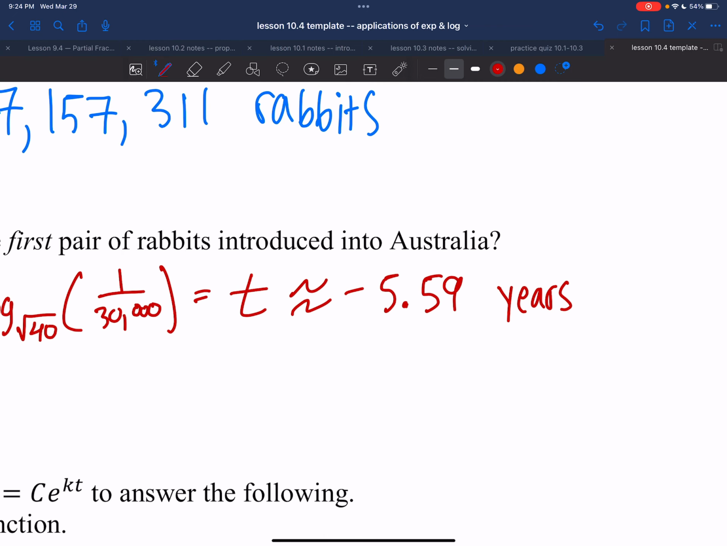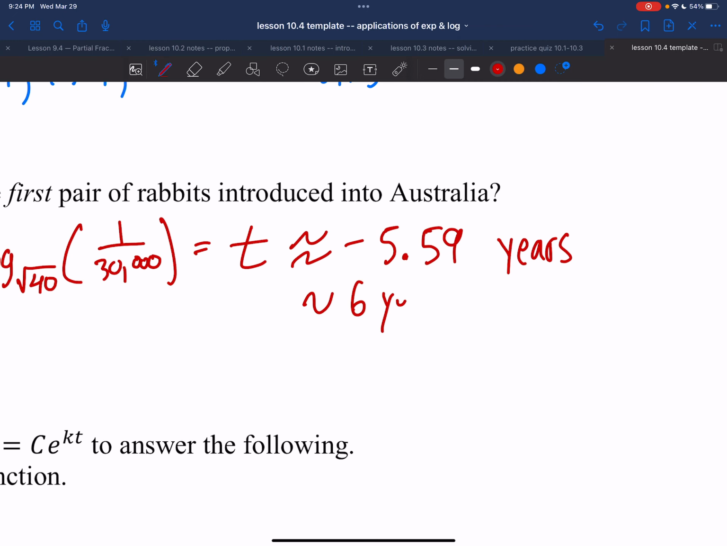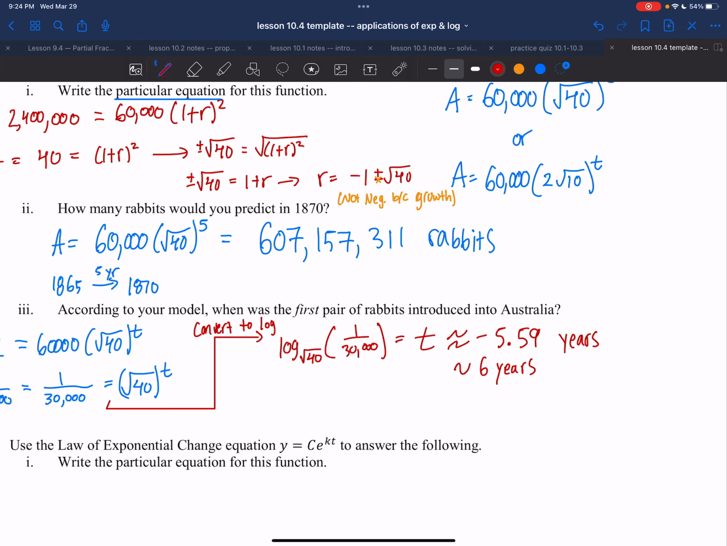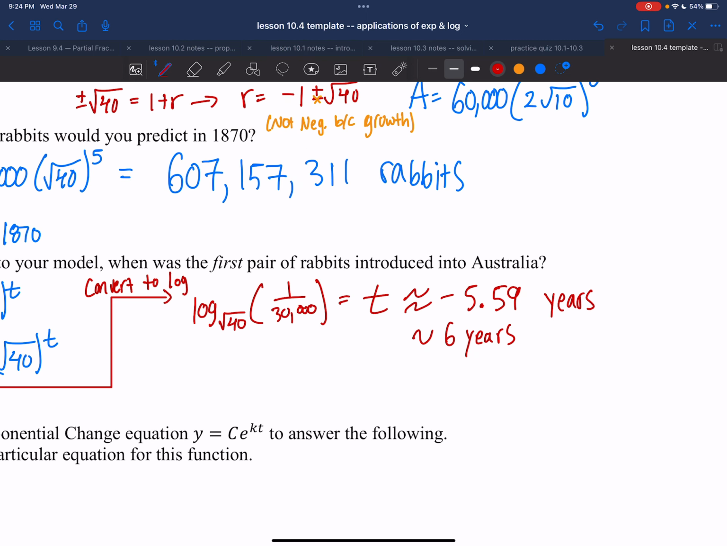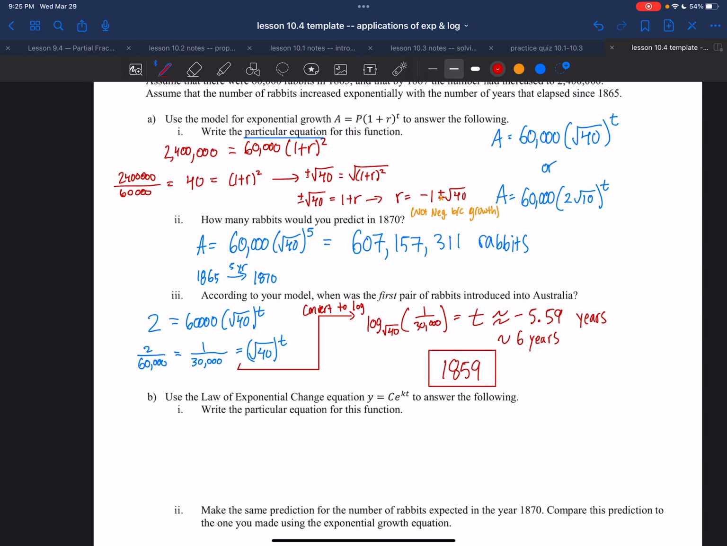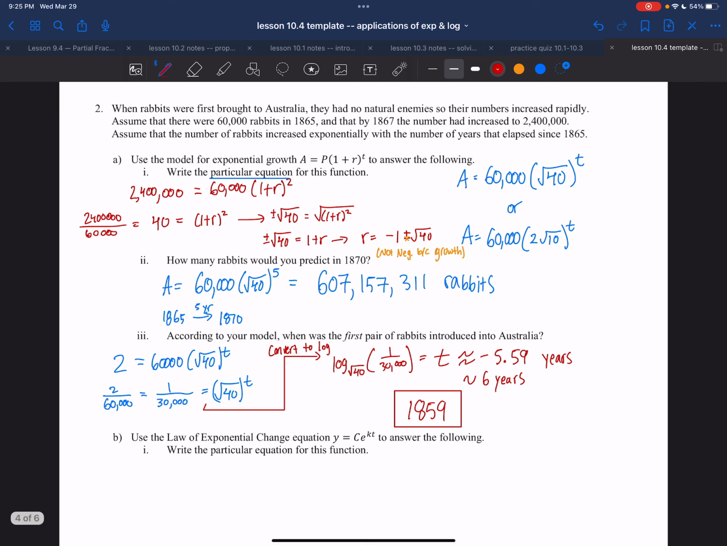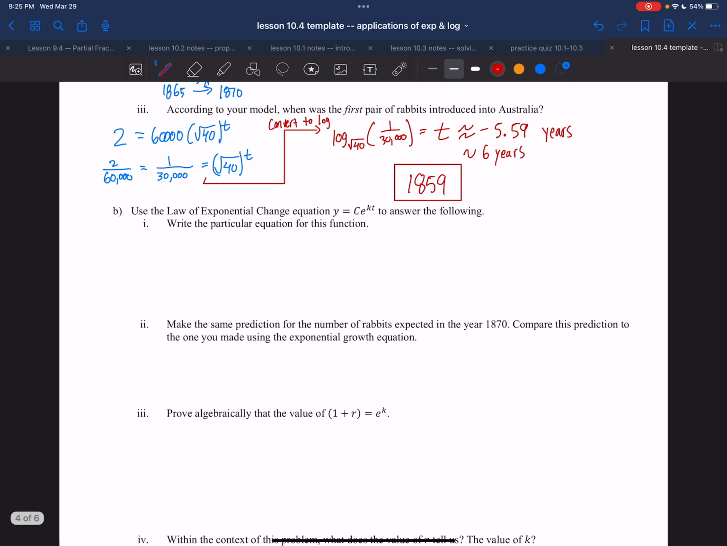If I say this is roughly 6 years, then this is about, let's see, 1865 minus 6 years puts us in 1859. We would guess that these rabbits were first introduced in the year 1859 because it's 6 years back from our initial data point from 1865. So you kind of reverse predicted, right? You've reverse engineered, making a prediction of when they first came.